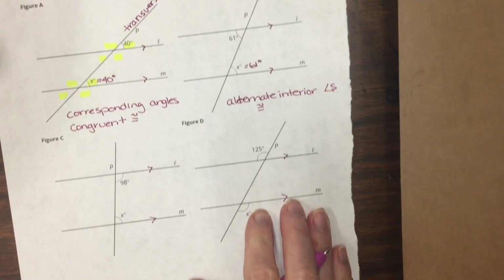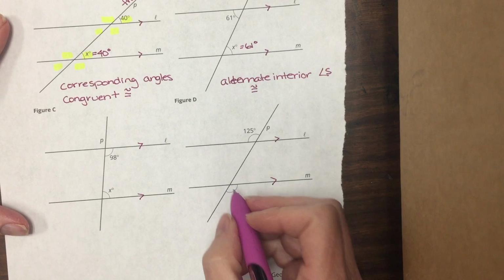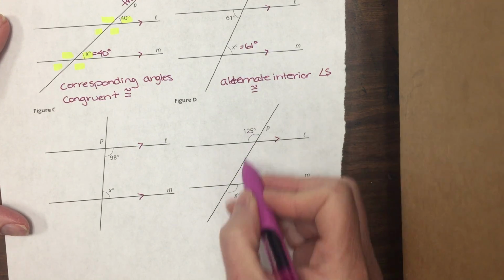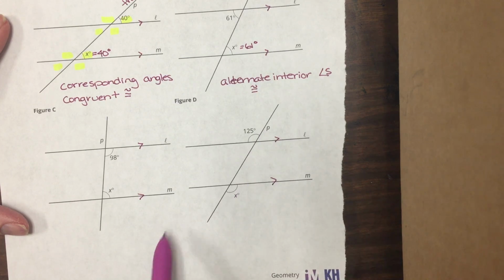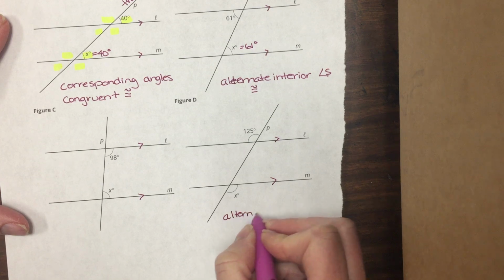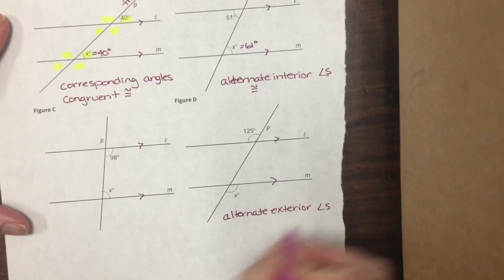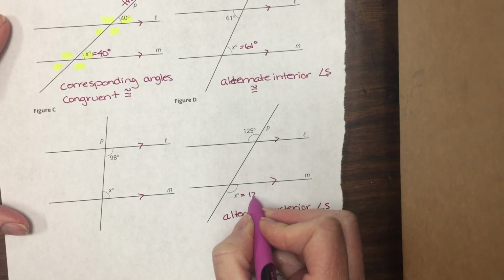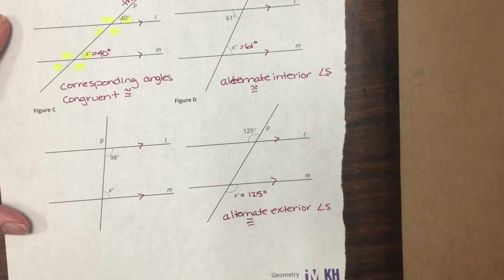Moving on to the bottom two, let's do figure D first. In figure D, these are also angles that alternate, but notice that they are on the outside or the exterior of my two parallel lines. So their name is alternate exterior angles. And as you might suspect, alternate exterior angles are also congruent to each other. So in this particular one, X would be 125 degrees.